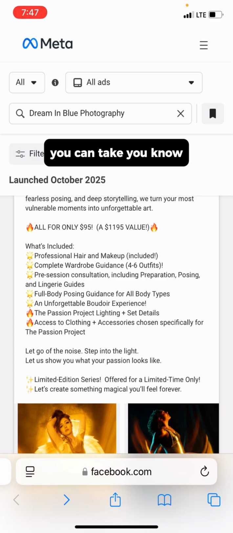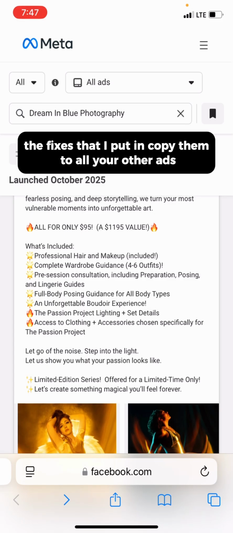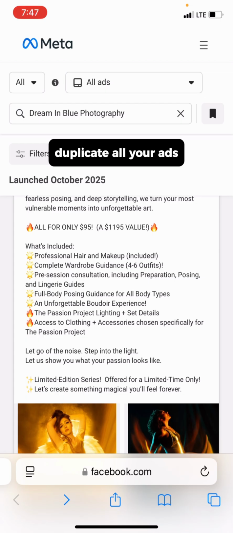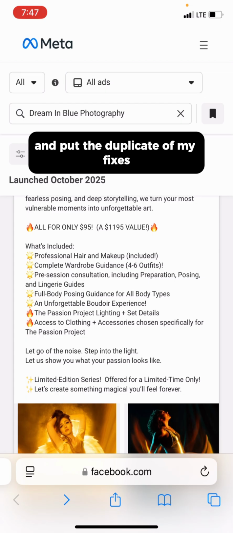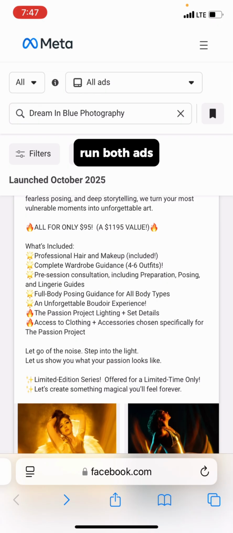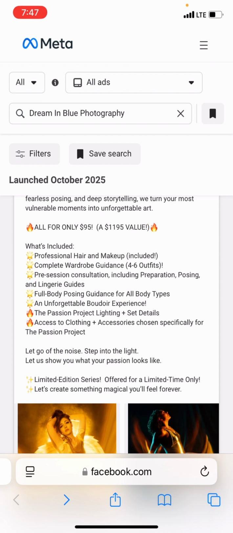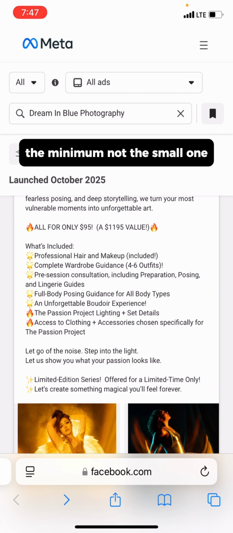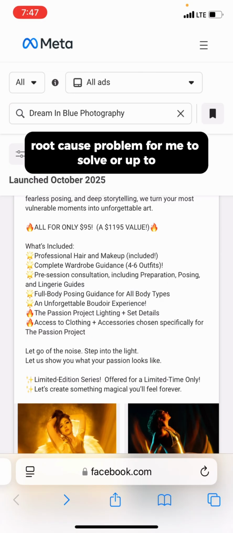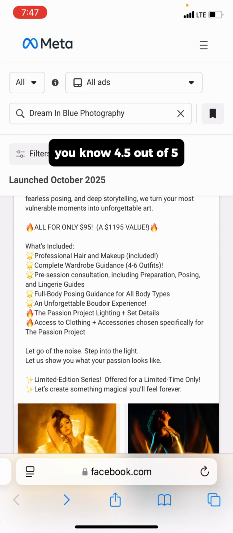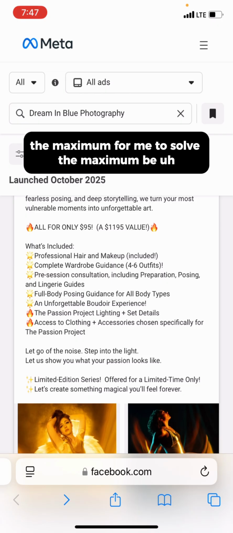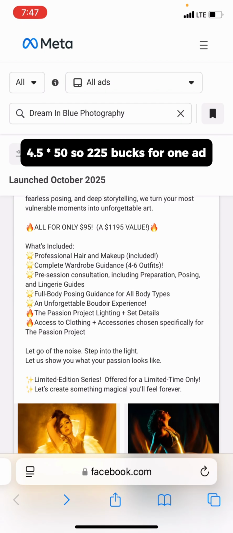And yeah, you can take the fixes that I put and copy them to all your other ads, or duplicate all your ads and put the duplicate with my fixes, or run both ads, and then turn off the one that performs worse. And you can choose from the minimum, the small, 1 root cause problem for me to solve, or up to 4.5 out of 5, the maximum for me to solve. The maximum would be 4.5 times 50, so $225 for one ad.